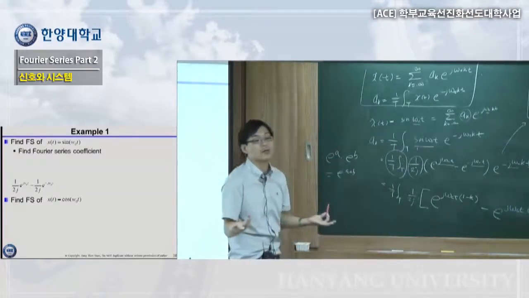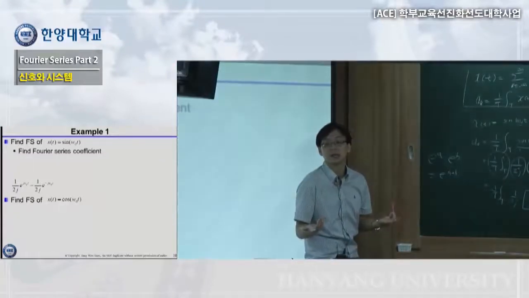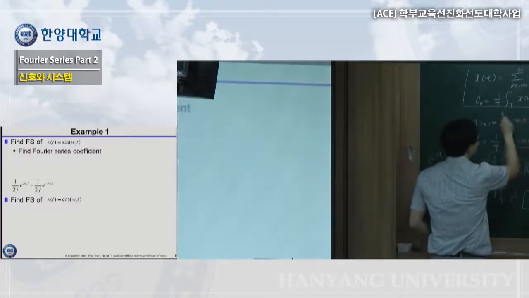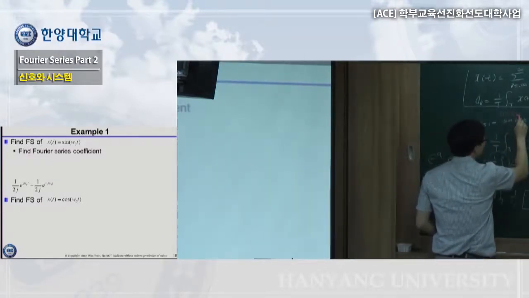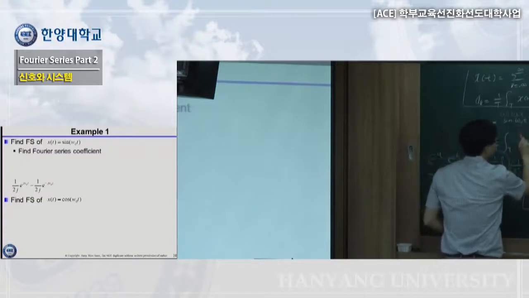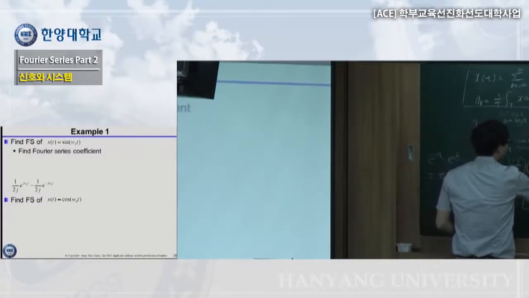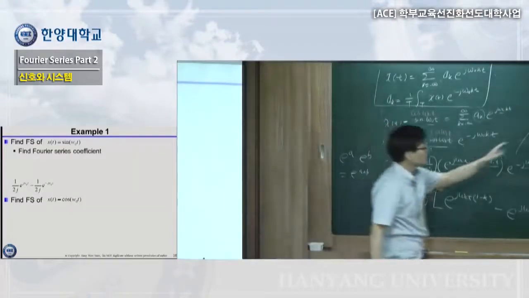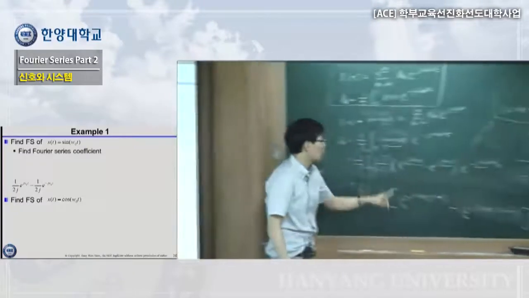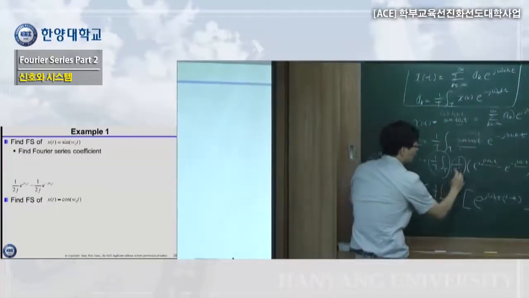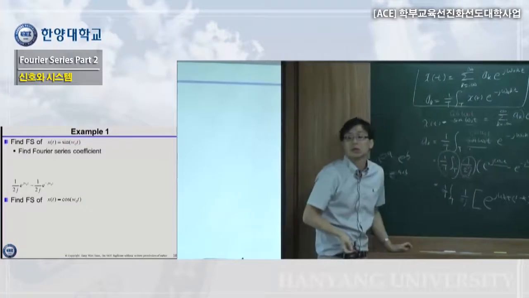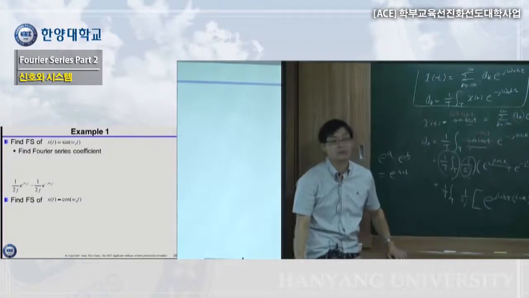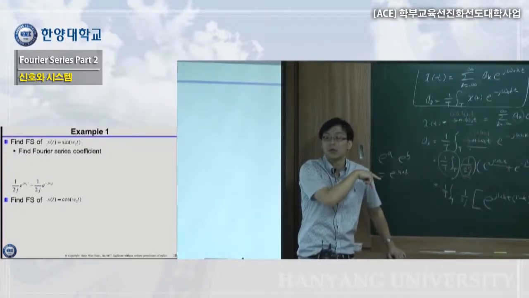Second question is, let's find the Fourier series of cosine. So what do we change? We change this one to cosine, and this one changed to cosine. What will be the difference? If you see this and this, we don't have j, so this is 2, now 2. And this will be plus. That's the only difference. The basic form will be the same, right?